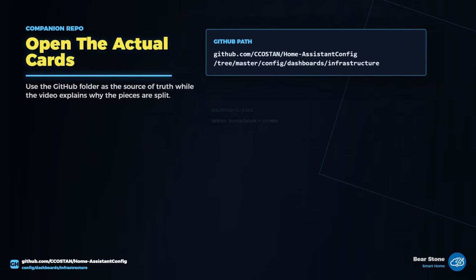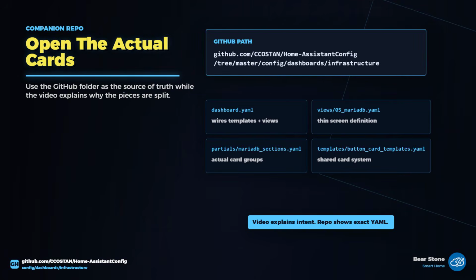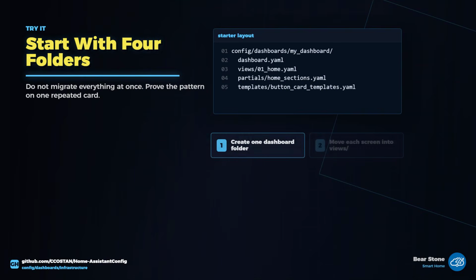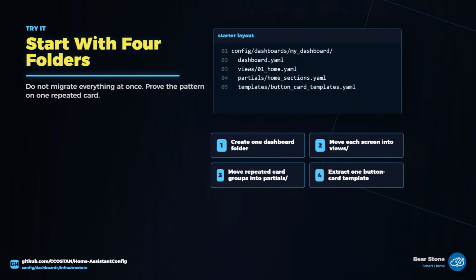I will keep the GitHub path on screen because the repo is the companion guide. You can open the exact dashboard folder and compare the entry point, views, partials, and templates while you build. To try this yourself, create one dashboard folder, one views folder, one partials folder, and one templates file. Do not migrate everything at once.